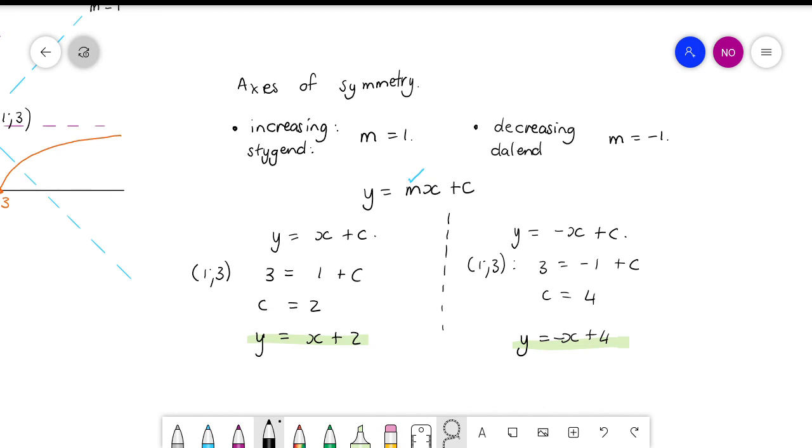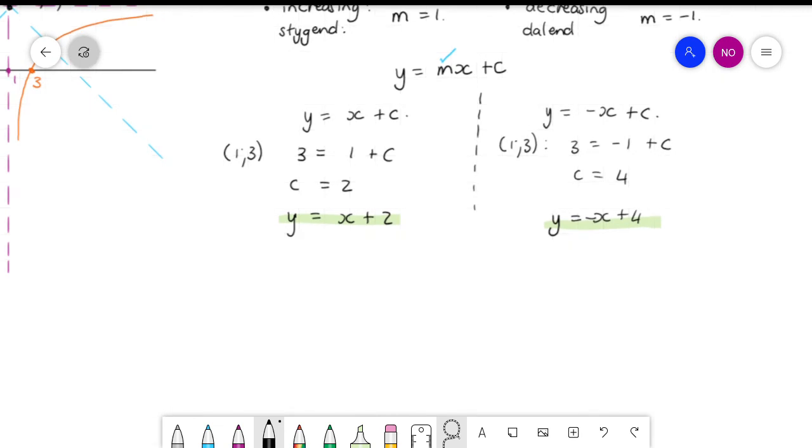Okay. Let's carry on. Another thing that they always ask us is for the domain and the range, die definisieversameling en die waardeversameling.